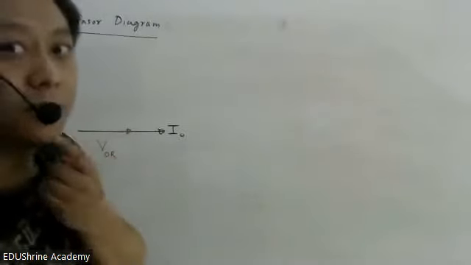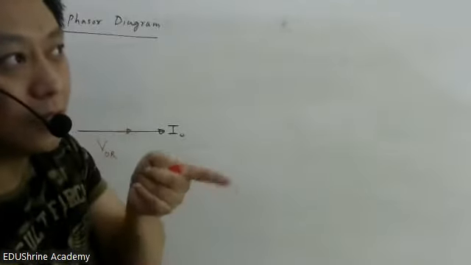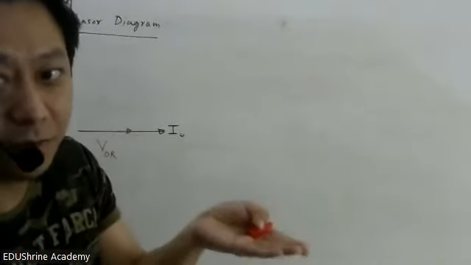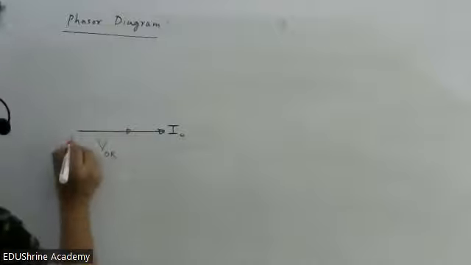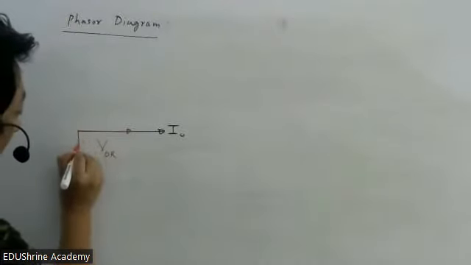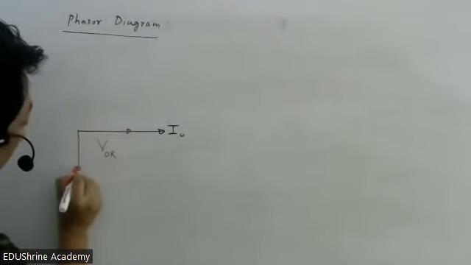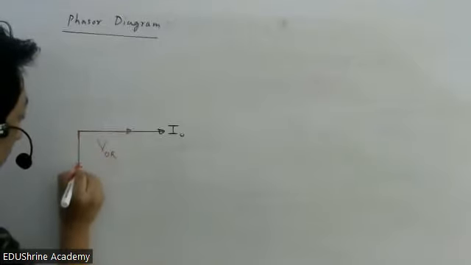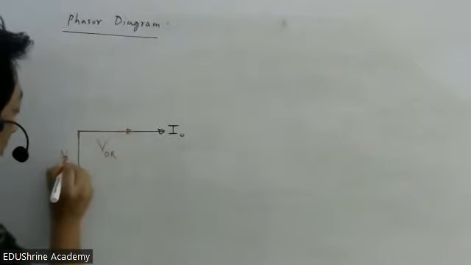Then in a capacitor, current leads, as we derived. So here voltage lags; voltage will be behind by 90 degrees. This is the voltage across the capacitor. Understood, or any doubt?